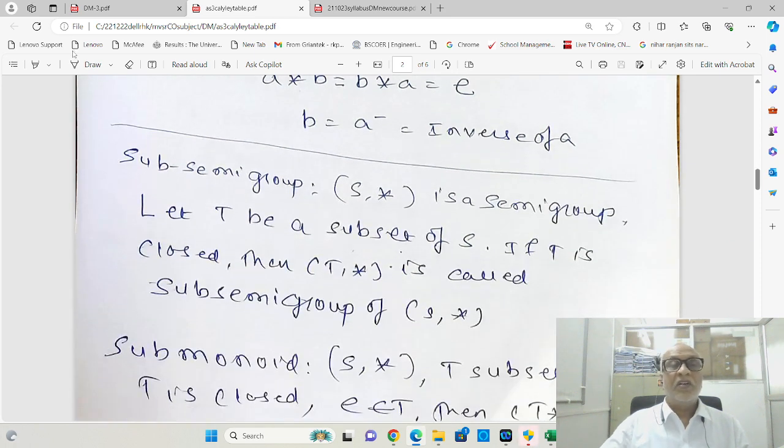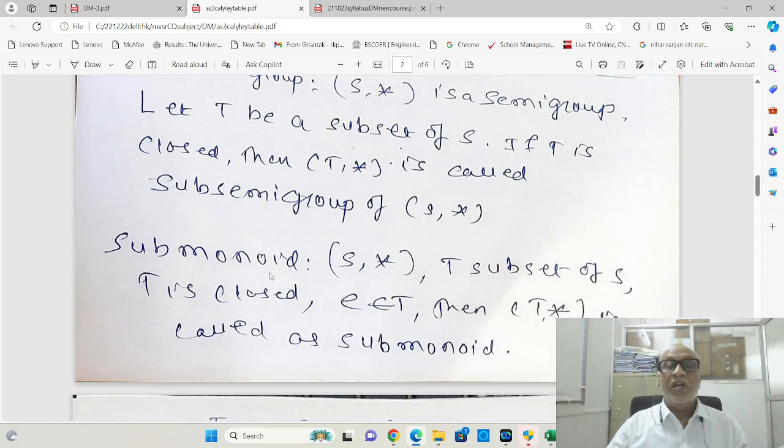Now, after that, what is a sub-semigroup? A sub-semigroup naturally is a semigroup, right? So, let us say S comma star is a semigroup, and let T be a subset of S. If T is closed, then T comma star is called a sub-semigroup.